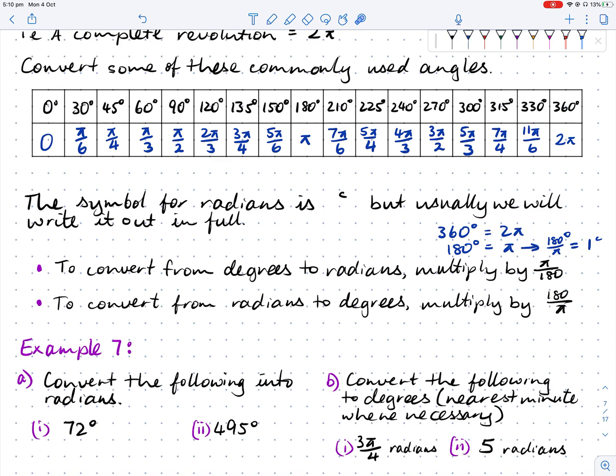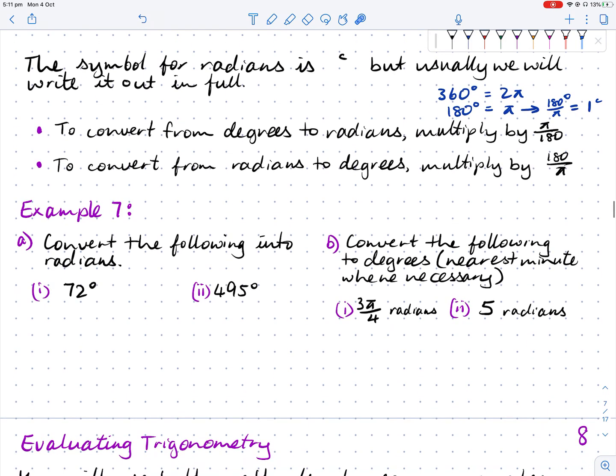So if I have a certain number of radians, then I can work out the degrees by multiplying by 180 over pi. Mainly, all you really need to remember is this. Once you know this, then when you go to convert, you can convert them into the relevant version that you need. So let's have a look at a couple of these ones.